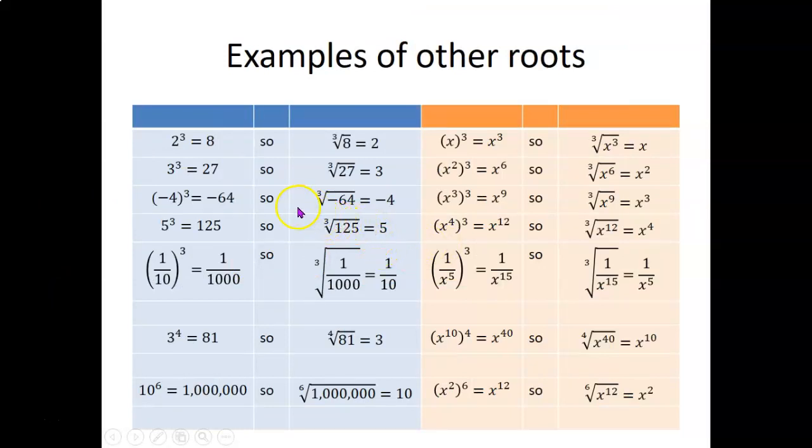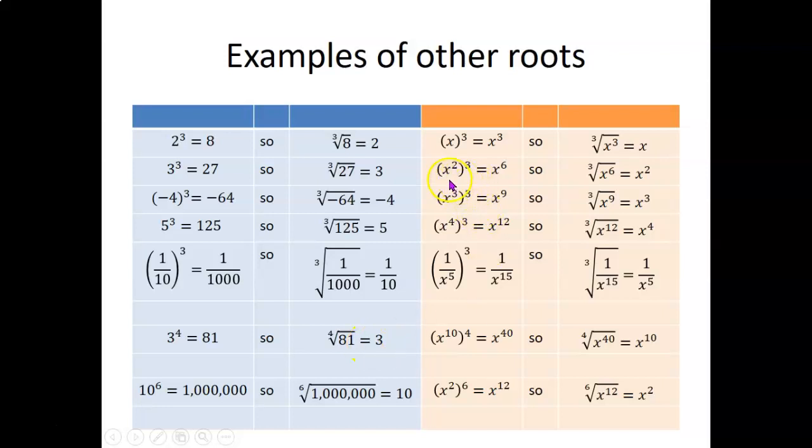And now here are some examples of other kinds of roots, not just square roots, but cube roots. 2 cubed is 8, so the cube root of 8 is 2. Negative 4 cubed is negative 64. Notice a negative times a negative times a negative comes out negative. So the cube root of negative 64 would be negative 4. You can take the cube root of a negative number and the result is negative. 3 to the 4th power, 3 times 3 times 3 times 3, is 81. So the 4th root of 81 is 3.